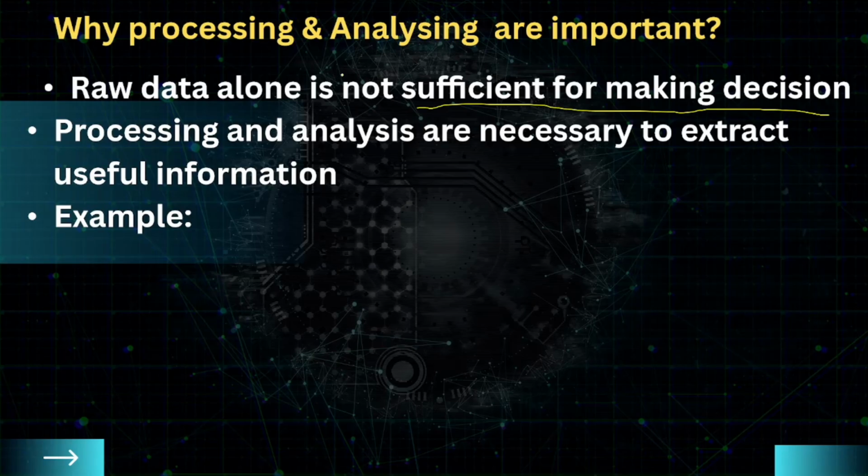So that is what they have mentioned: raw data alone is not sufficient for making decisions. Processing and analyzing is a very important keyword. Processing and analyzing are necessary to extract useful information. So, as I discussed with the college example, after collecting the raw data, you have to do the processing and analyzing to extract useful information, so that you can take decisions based on that. Clear now why processing and analyzing are important?